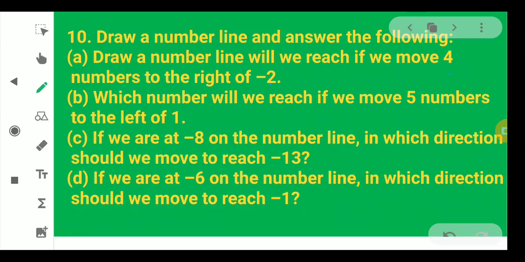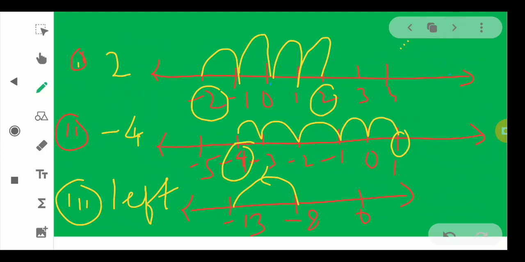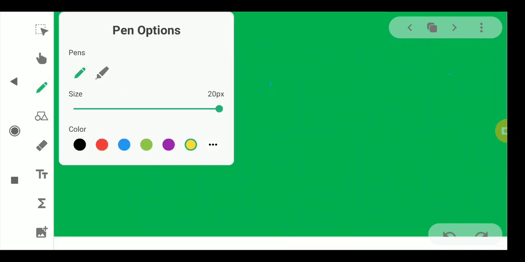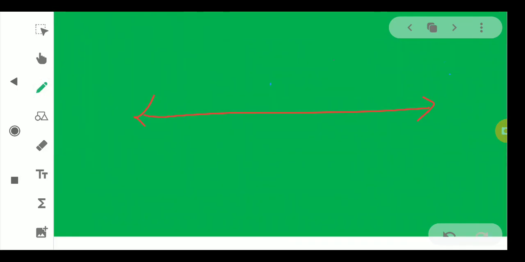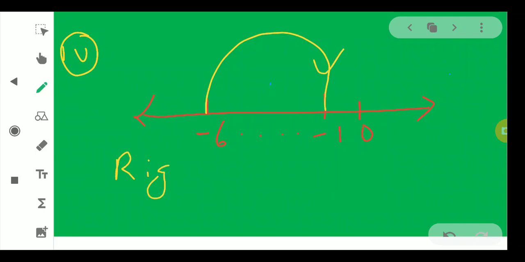The next is, if we are at minus 6 on the number line, in which direction should we move to reach minus 1? Now we have to move from minus 6 to minus 1. So on the number line, here will be minus 6, then here will be minus 1, then 0. Now we have to move from minus 6 to minus 1. So we will go this way. So this is the right direction. And we can see that minus 1 is greater than minus 6. So definitely we will move in the right direction.